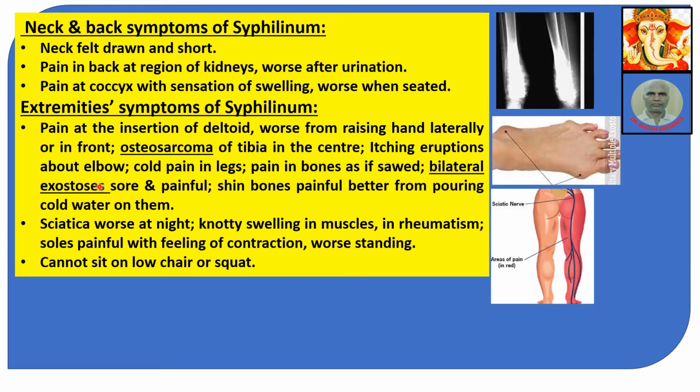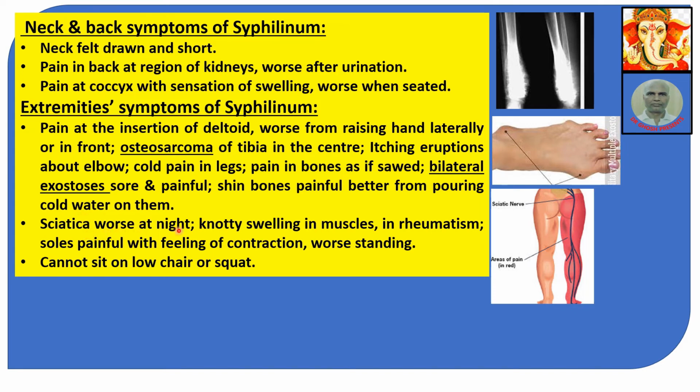Itching eruptions about elbows, cold pain in legs, pain in bones as if thawed, bilateral ostitis. Ostitis means inflammation or swelling of bone. Sore, painful shin bone, better from pouring cold water on them.